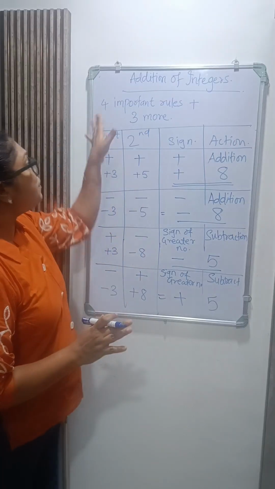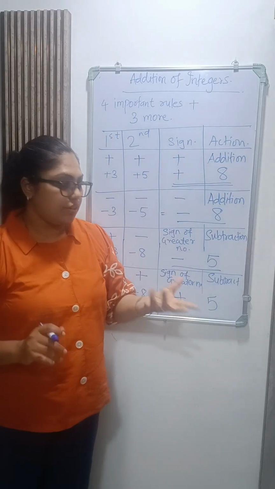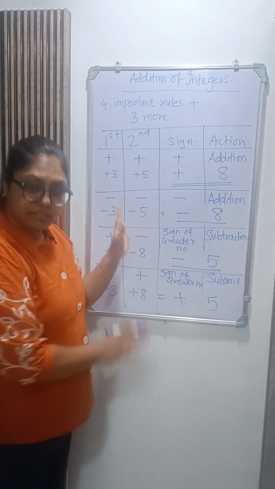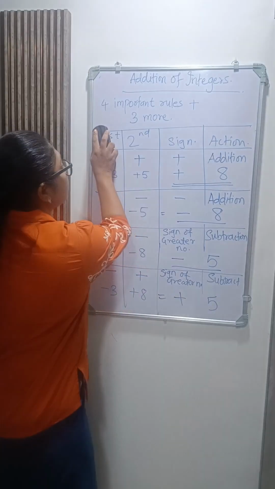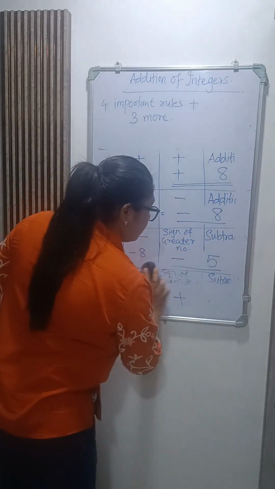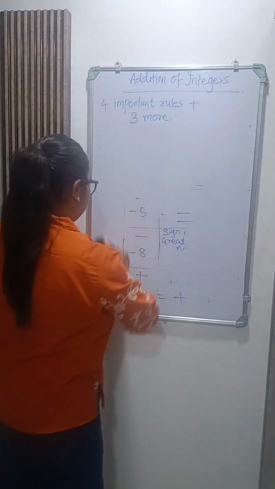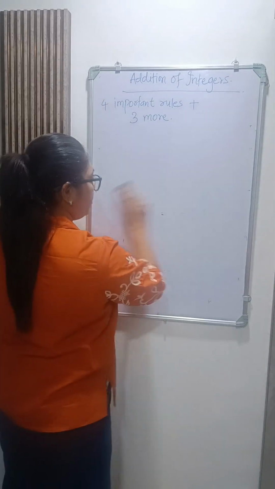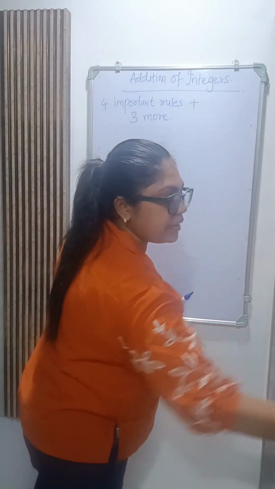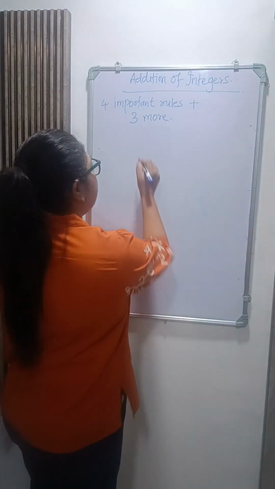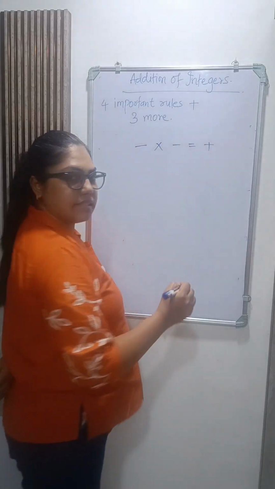Okay, apart from these 4 important rules, there are 3 more rules. So I hope you have taken this down. I'm going to explain the remaining rules. That is basically dealing with the multiplication part. For example, minus into minus is equal to plus.